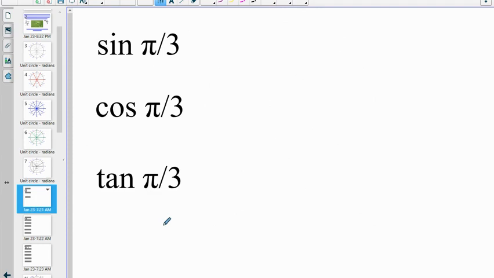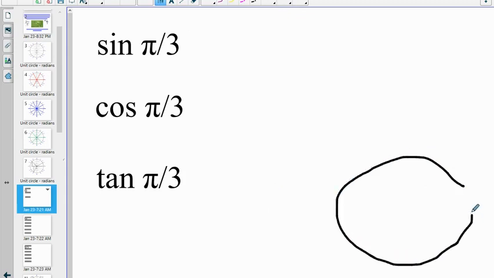But I'll start with pi over 3. We'll start with a simple one in the first quadrant, sine, cosine, tangent. I'm going to draw this unit circle. Man, I am so sloppy with this stuff. So much easier when I have an actual board in front of me and a marker to hold on to, but hopefully you get the idea.